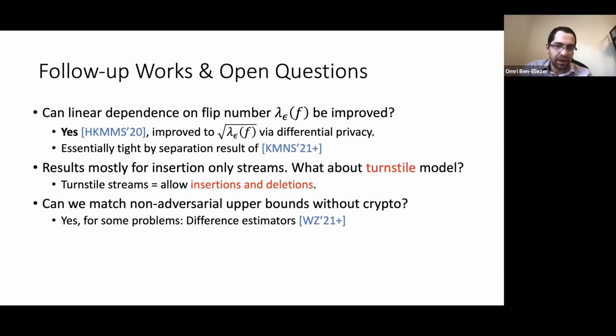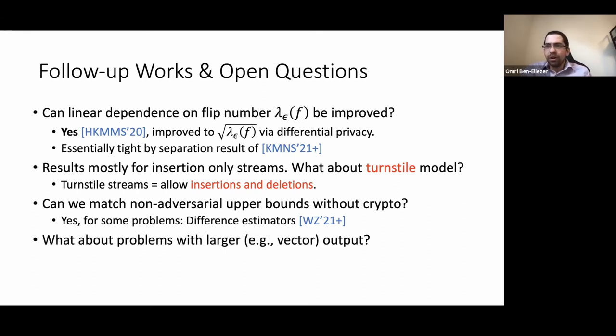And the answer is yes, there are a new type of streaming algorithms called difference estimators by David and by Samson Zhu that work well in the robust regime for some of the problems we mentioned. And the other follow-up question is what can you do with crypto assumptions?